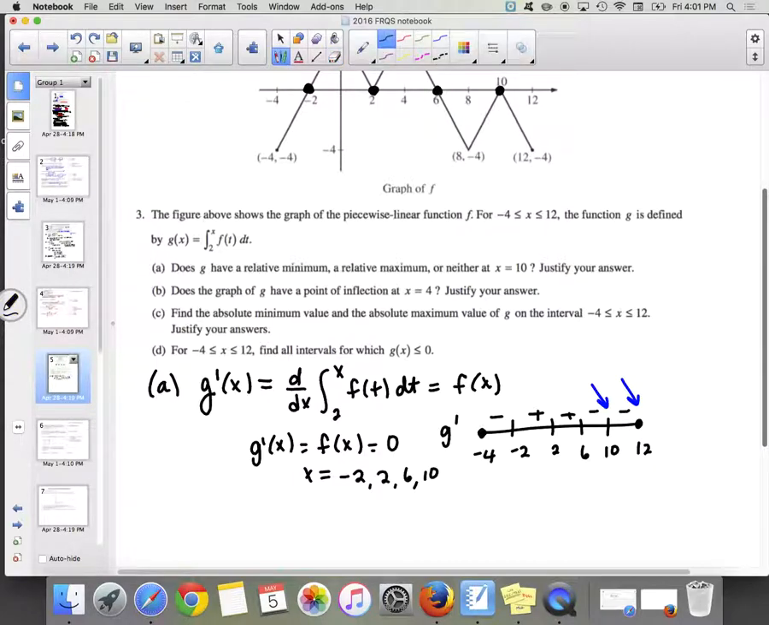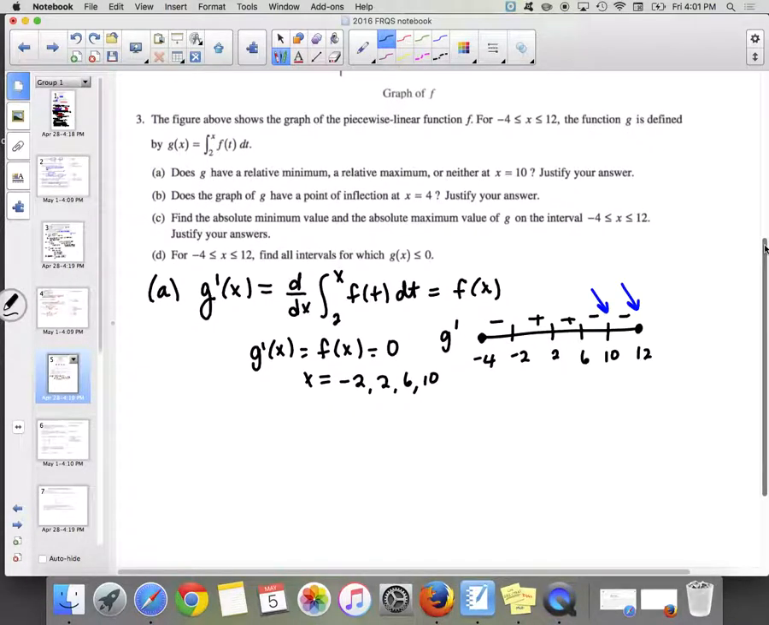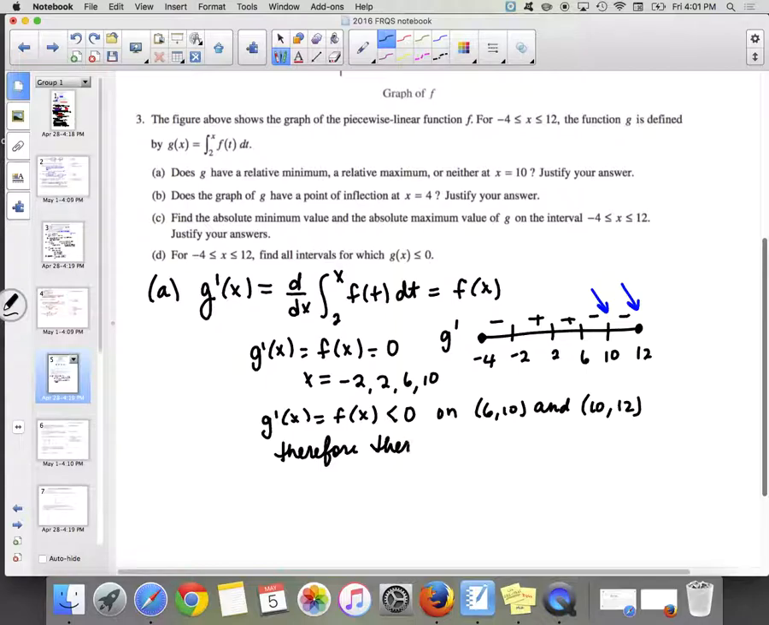Now remember, graders do not grade sign charts, so we need to write what's happening in this graph. And really all we're concerned about are the intervals from 6 to 10 and 10 to 12. So we're going to say g prime of x, which is equal to f of x, is less than 0 on 6 to 10 and 10 to 12. Therefore, there is neither a max or a min at x equals 10. And that's our justification.